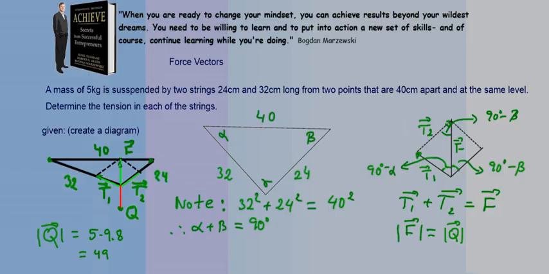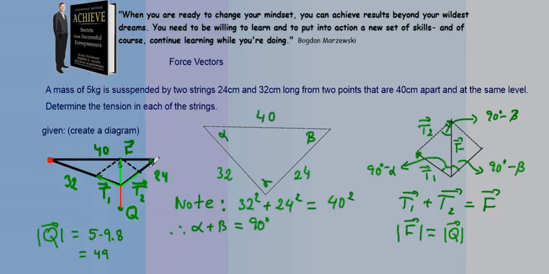Hey, welcome to this video on force vectors. Let's look at the question, and it says that there's a mass of 5 kilograms that is suspended, and there is a length of string provided on each side. Also, the distance between those fixed points, strings that are attached to fixed points, is provided as well.